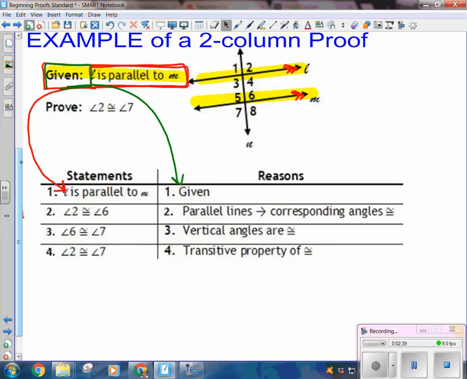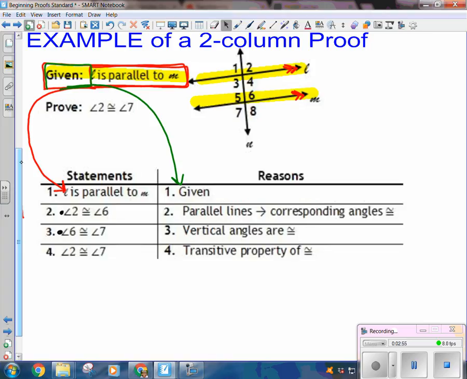Now, notice that in step 2, we're going to talk about angles 2 and 6. In step 3, we're going to talk about angles 6 and 7. And we're going to comment on those. We're going to look and see what kind they are. And then we're actually making a connection. Now, this is a proof. Again, it's not one we have to do.